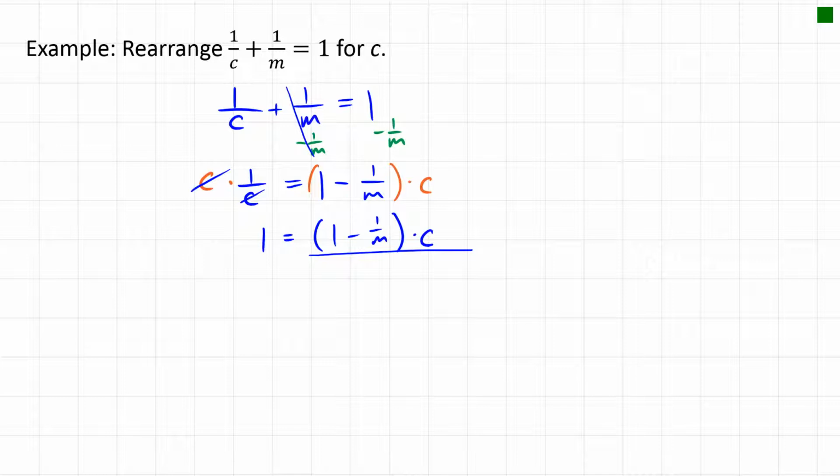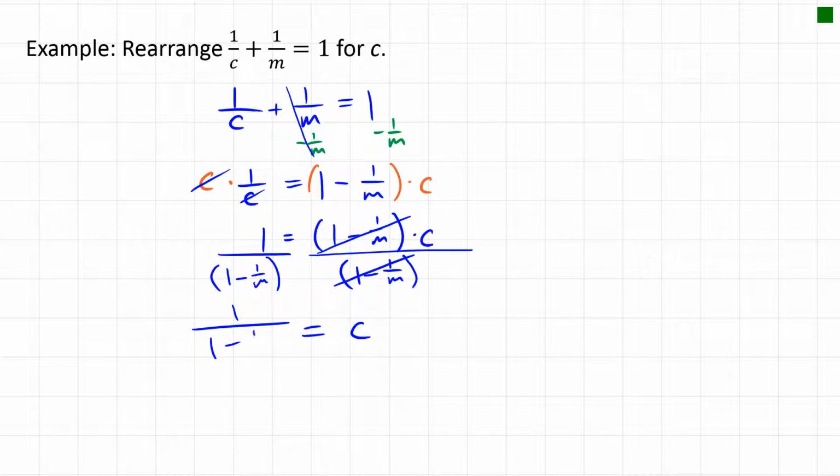So instead of multiplying c in, I'm going to divide by 1 minus 1 over m. If I divide each side by 1 minus 1 over m, that cancels it on the right-hand side, leaving me with just c on the right-hand side. And on the left-hand side, I have 1 over 1 minus 1 over m. And that is a perfectly valid equation for c. I have successfully rearranged this equation for c.